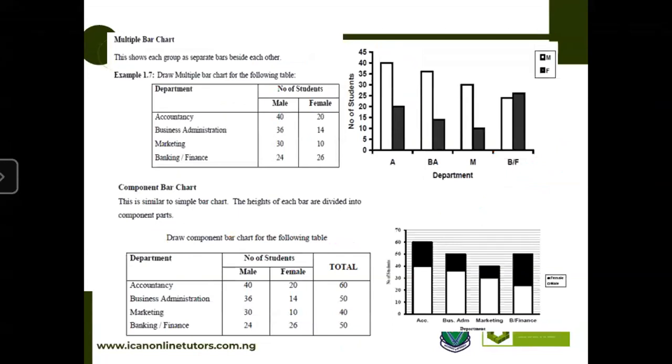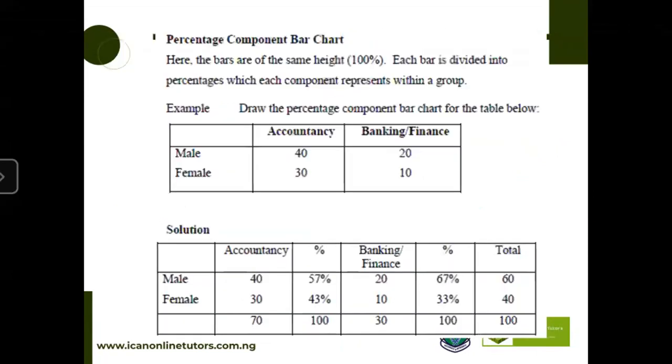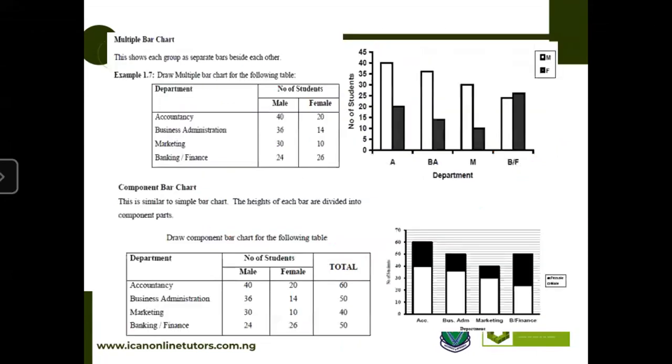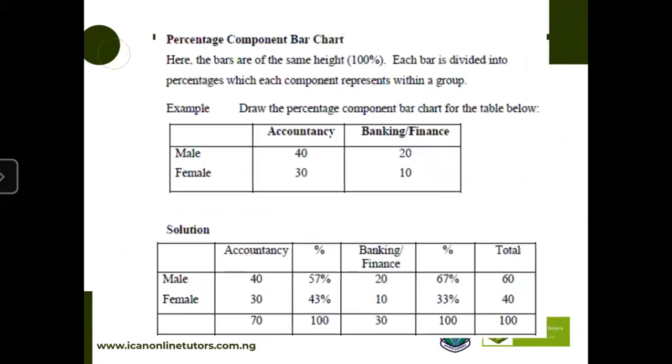Okay. This is the multiple bar chart. As you can see, the multiple bar chart shows the number of male students we have in accountancy and the number of female. You also have the key here, as represented. After that, you have the component bar chart. The component bar chart will include the total, male and female, just as we have there.